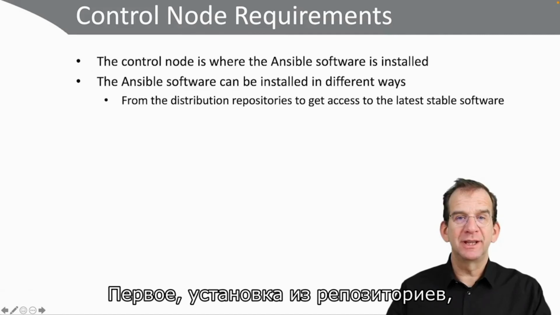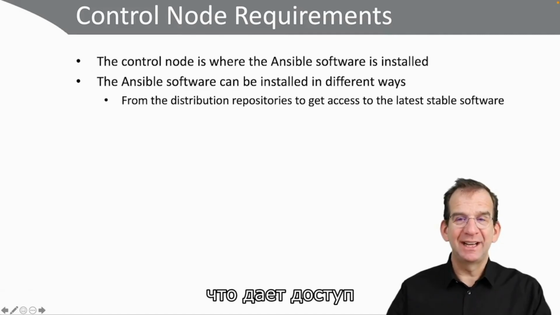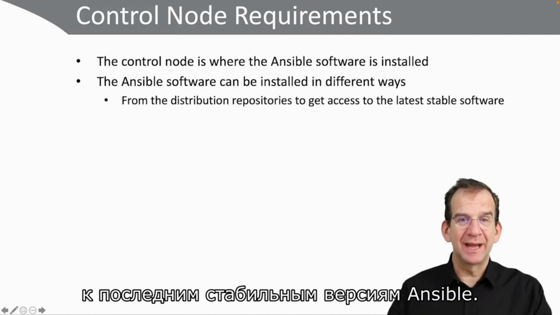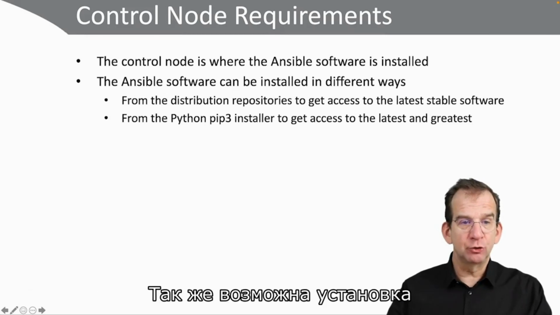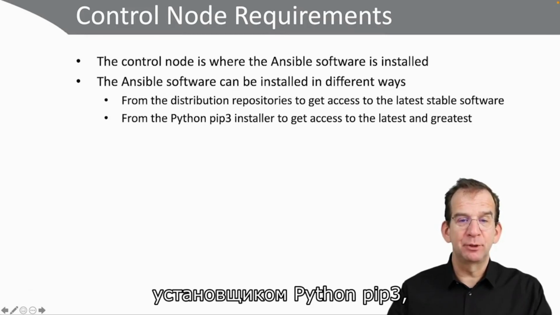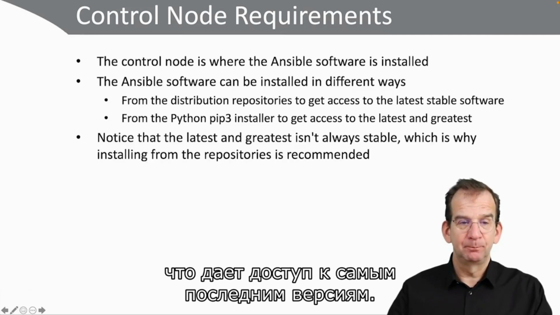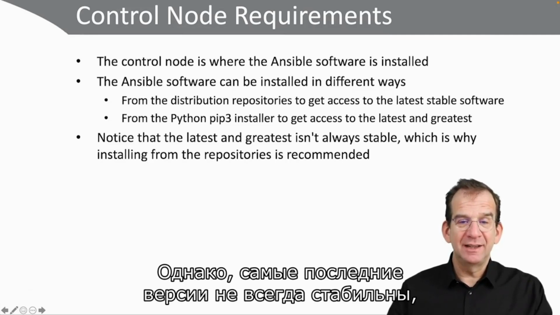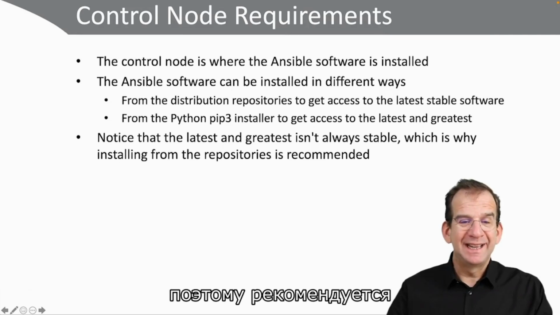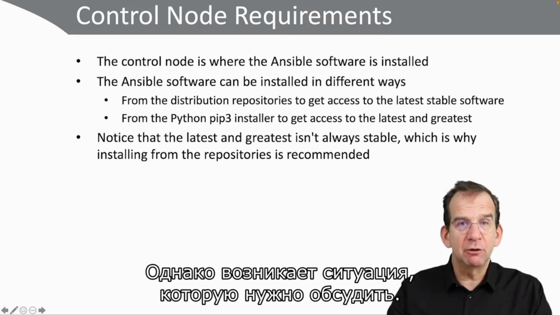First, you can install from the distribution repositories, and that will get access to the latest stable Ansible software. It is also possible to install from the Python pip3 installer, and that will get access to the latest and greatest. Notice that the latest and greatest isn't always stable, and that is why installing from the repositories is recommended. But there is a situation that we need to talk about.